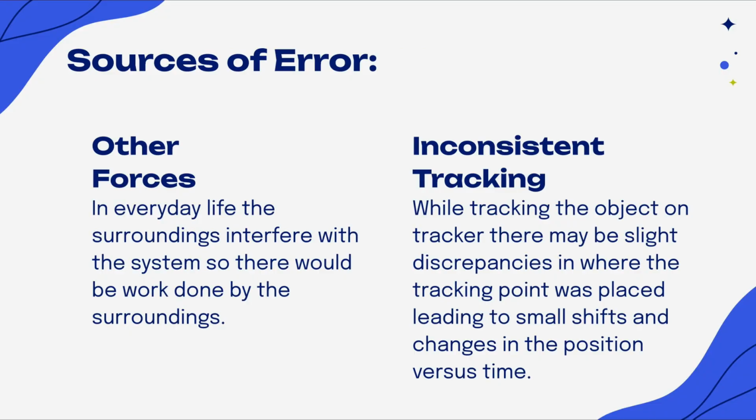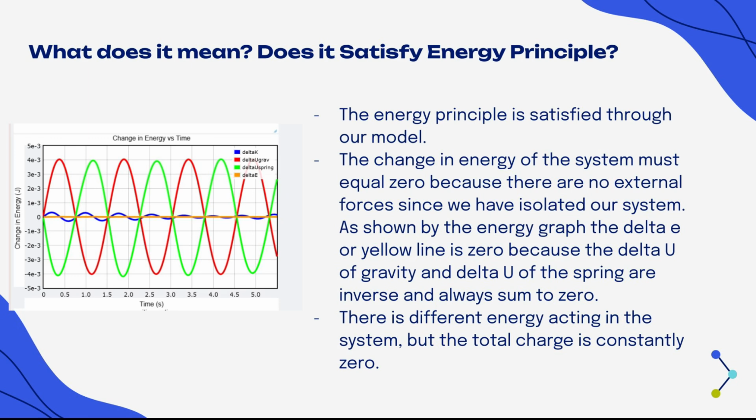Some sources of error that could cause this offsetting is that in everyday life, the surroundings interfere with the system, so there would be work done by the surroundings. And then also while tracking the object on tracker, there might be slight discrepancies in where the tracking point was placed.